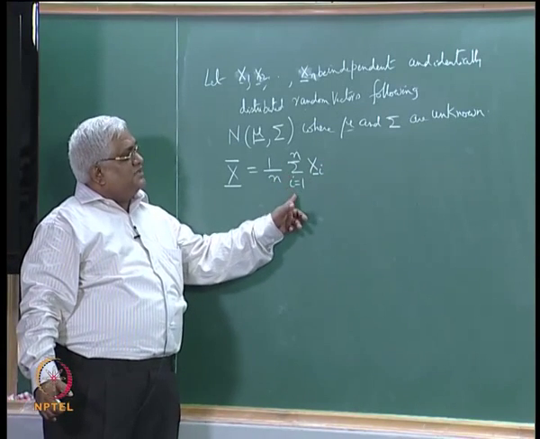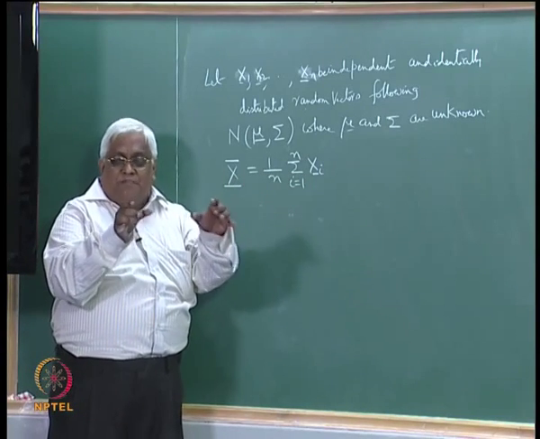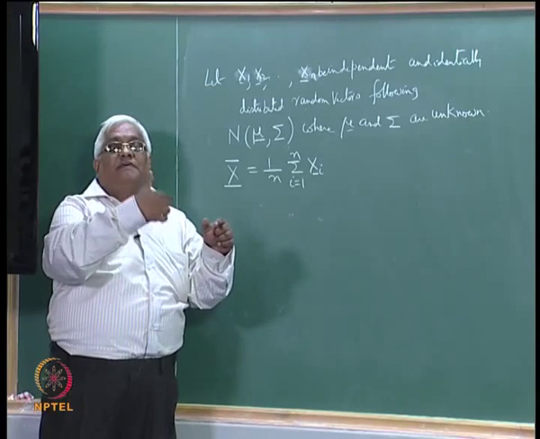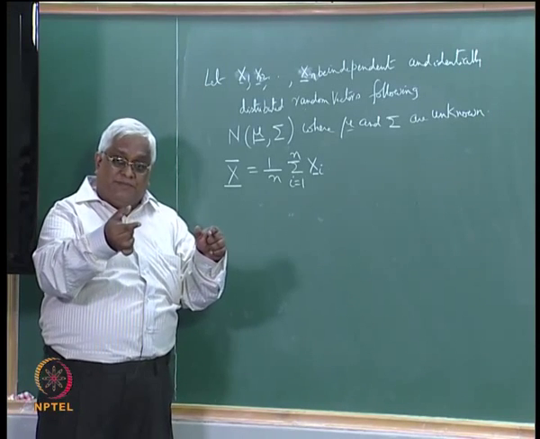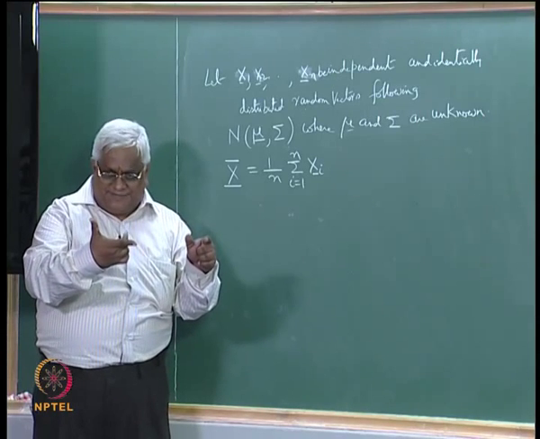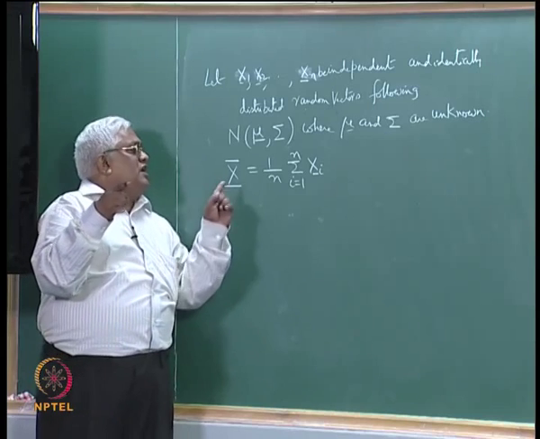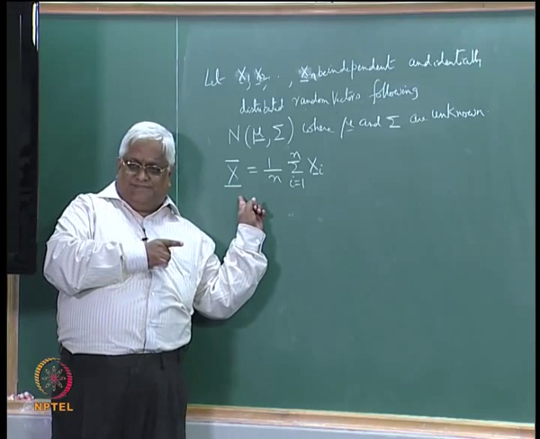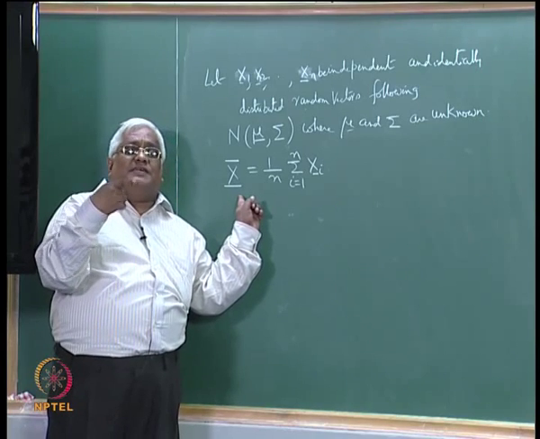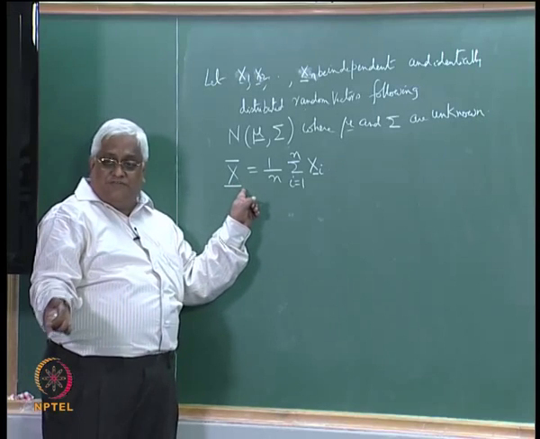One over n summation i equals 1 to n x_i. You take the mean of these n vectors. So, in one realization you will get one mean, in another realization of these n vectors you might get another mean. Are you understanding? That is why this is also a variable. In one realization you may get one mean, in another realization of these n vectors you may get another mean. So, this is also a variable.